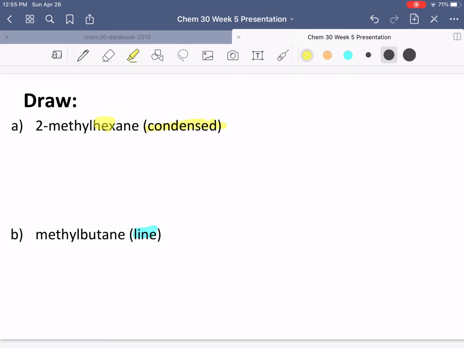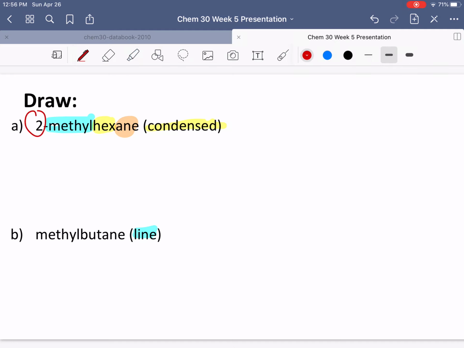The parent chain is always a good starting point. Hex, you know you're going to have 6 carbons in that parent chain. It tells you that they're all single bonded, that's that ane, and then we're told, hey, there is a branching. There's a methyl group coming off. Where is it? Oh, it's off of carbon 2.